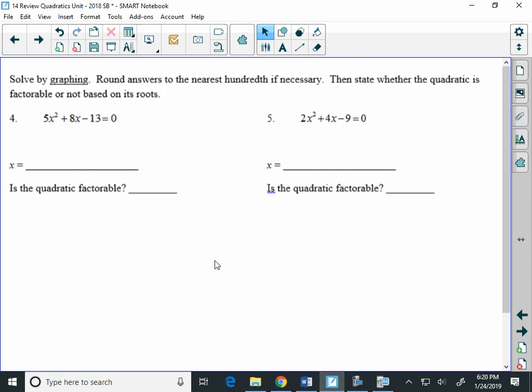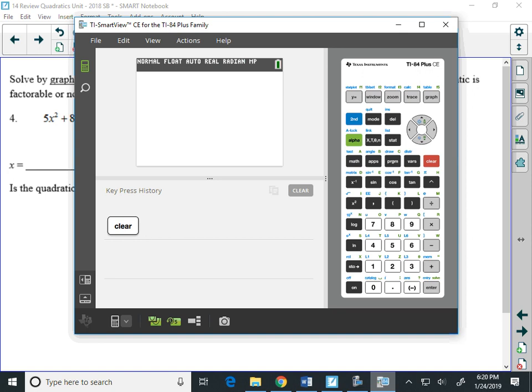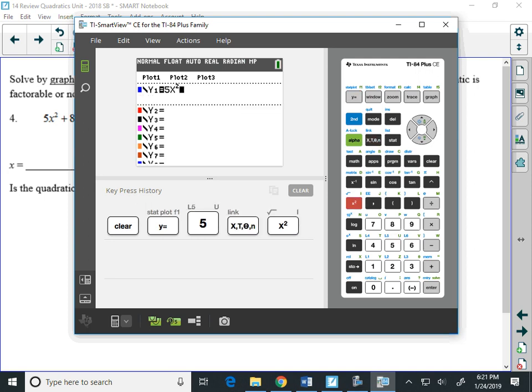Well, first of all, you know that I have a TI, a Texas Instruments calculator. So if you have an Inspire, you probably need to talk to your teacher about this if you don't remember how to find the roots of this. But as we start, we're going to go to y equals. We're going to type in our function. In this case, it's 5x squared plus 8x minus 13.